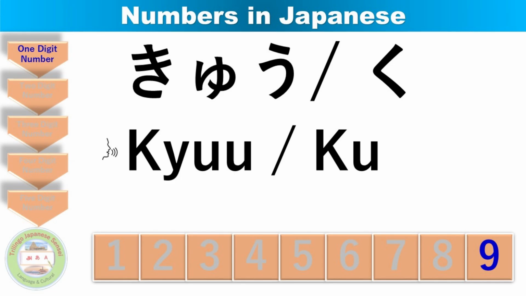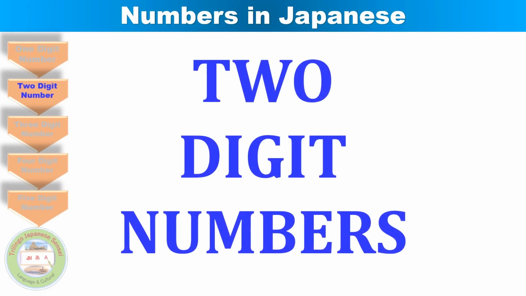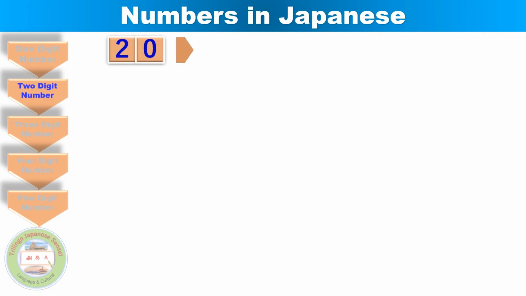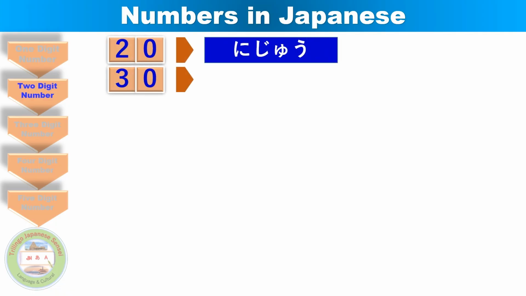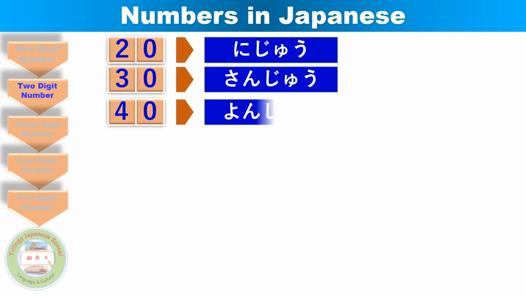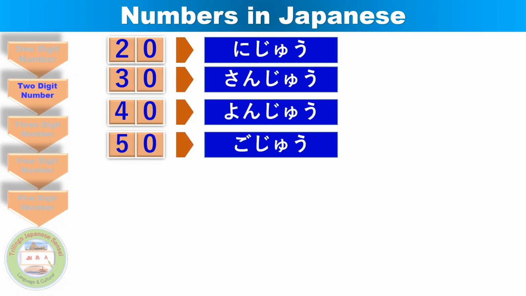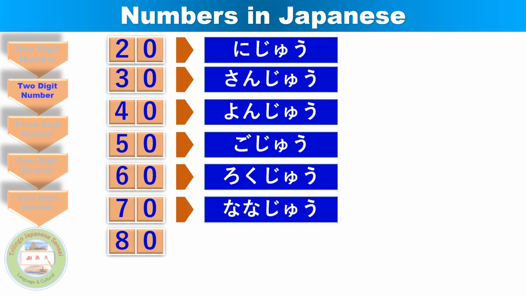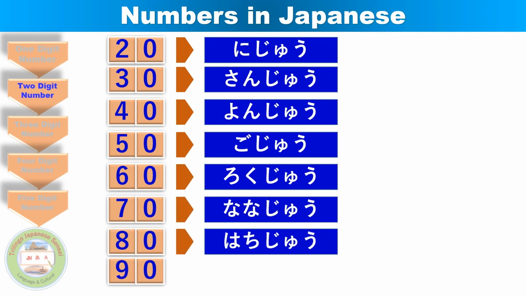In the single digit number system, numbers 4, 7 and 9 are represented with 2 different sounds. Let's get started with the 2 digit number system. In the 2 digit number system, number 10 is called ju. Number 20 is niju. Number 30, sanju. Number 40, yonju. Number 50, goju. Number 70, nanaju. Number 80, hachiju. Number 90, kyuju.